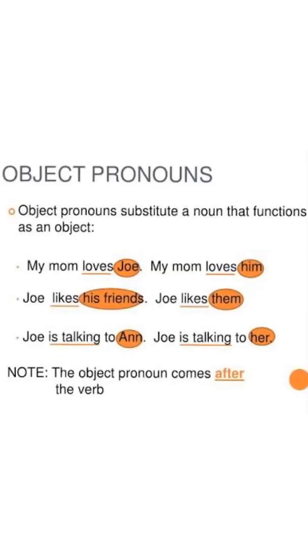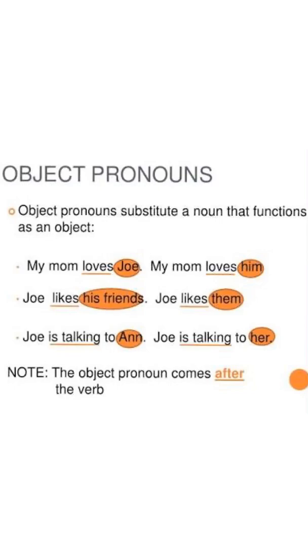You can also see these sentences here. My mom loves Joe. My mom loves him. So here in place of Joe, him is written. Joe is an object, but we have to replace this noun with a pronoun. So we have used him, and him is an object pronoun. Joe likes his friends. Now his friends is again object here. So Joe likes them. Them is your object pronoun.